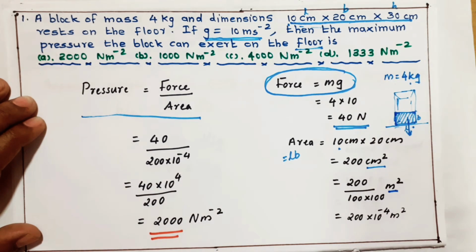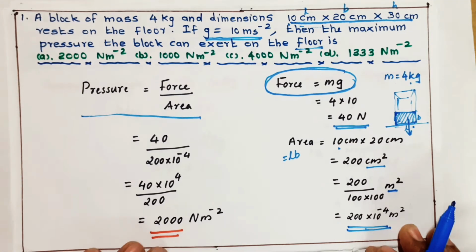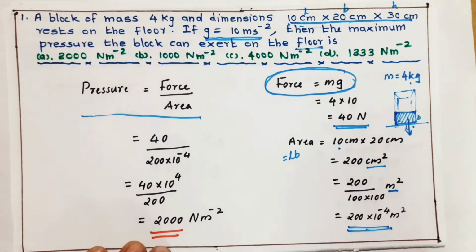Then how many zeros here? 1, 2, 3, 4. It means 200 divided by 10 to the power of 4. After 1, there are 4 zeros. When we take this term to the numerator, we can write 200 into 10 power minus 4. So remember, I got the area as 200 into 10 power minus 4. I hope you got how 10 power minus 4 came.